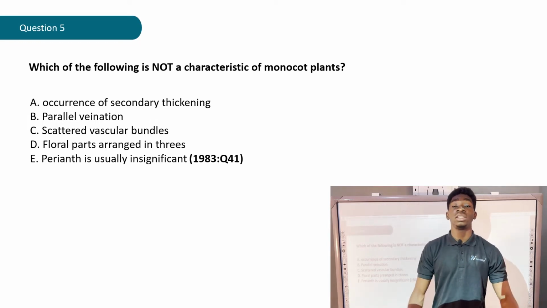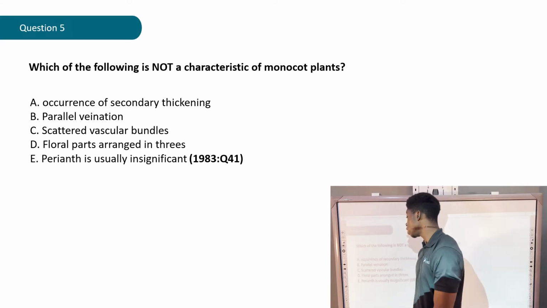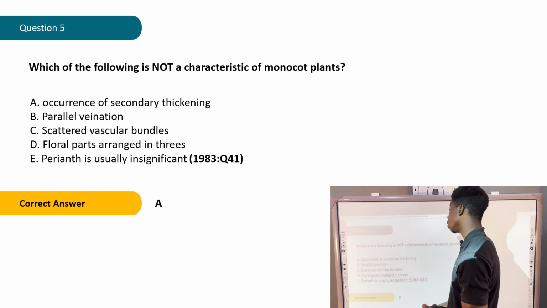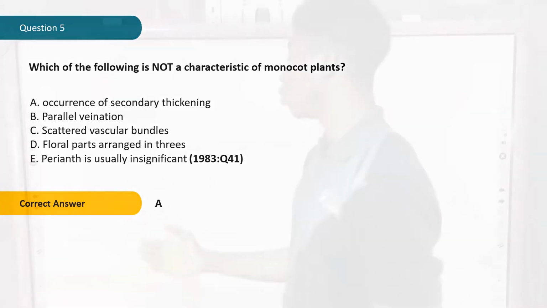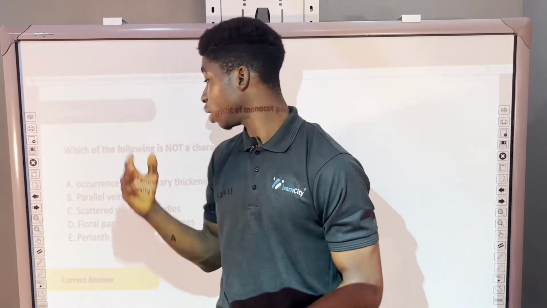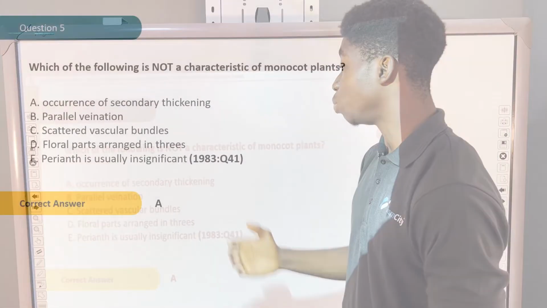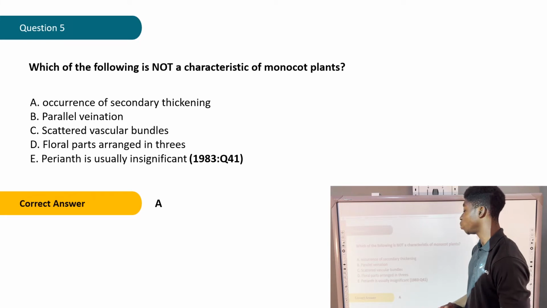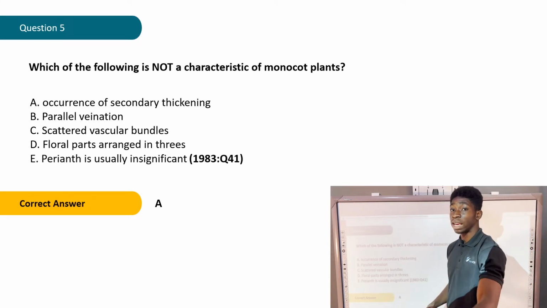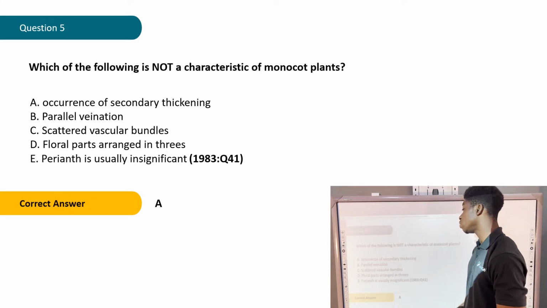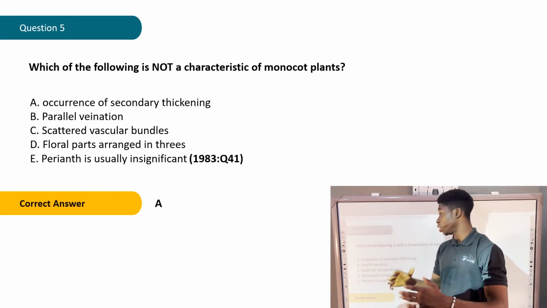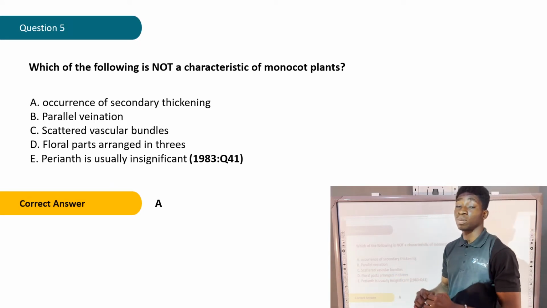Okay, let's check what the correct answer says now. The correct answer is A. Occurrence of secondary thickening. Let's look at option B, parallel veination. Parallel veination is a feature of monocot plants. Net veination is a feature of dicot plants. Scattered vascular bundles is also another feature of monocot plants. The vascular bundles of dicot plants are arranged in a ring.